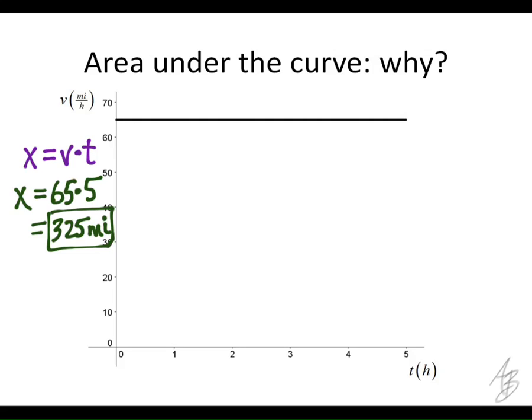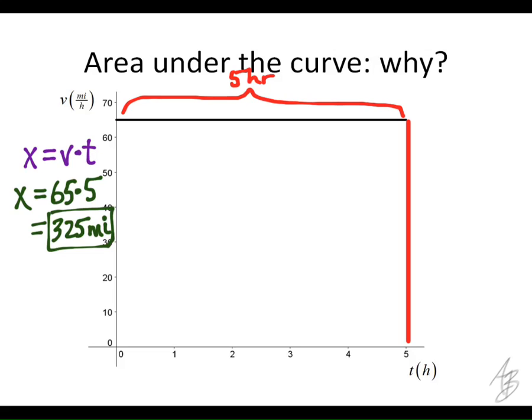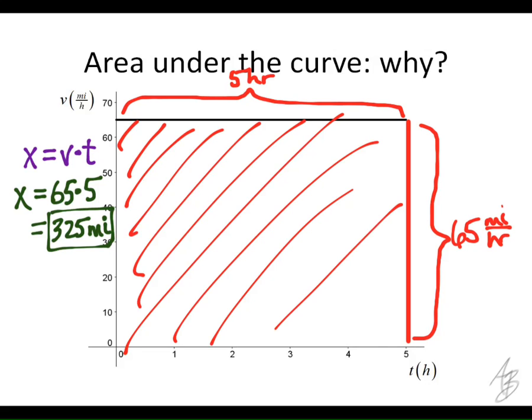Well, if you look at the picture here, and remember we're answering the question, why would we want to find the area under the curve? If we look at the picture here, what we have is a rectangle. And that rectangle has dimensions 5 hours by 65 miles per hour. So when we use this formula here, what are we actually doing? Geometrically, what are we doing? We're finding the area of that rectangle, right? So when we take 65 times 5, we're finding the area of this rectangle.